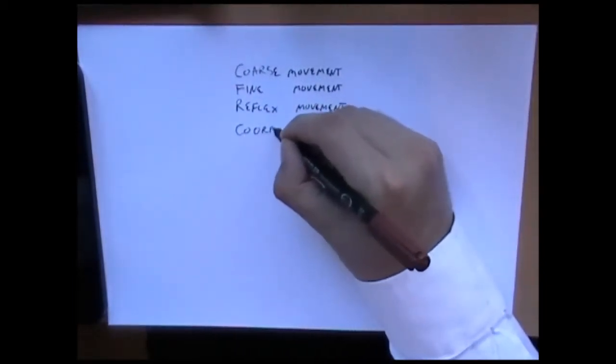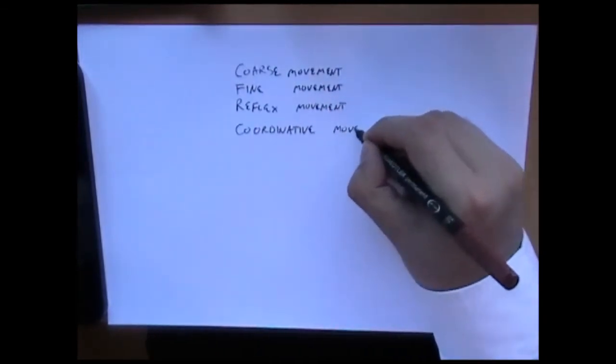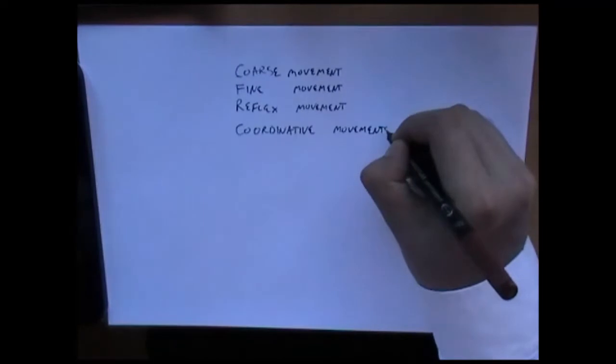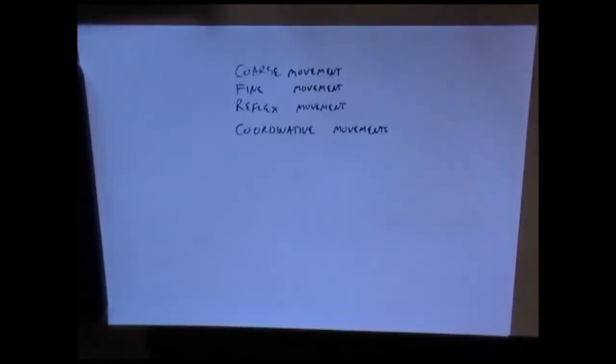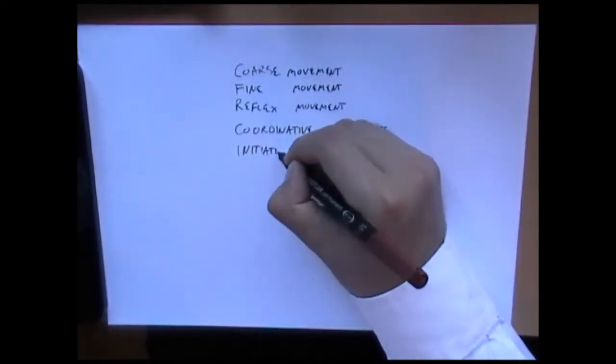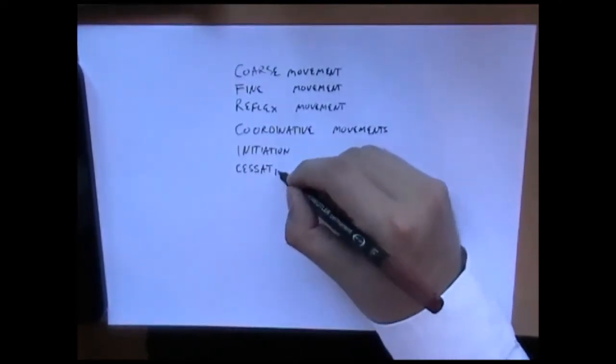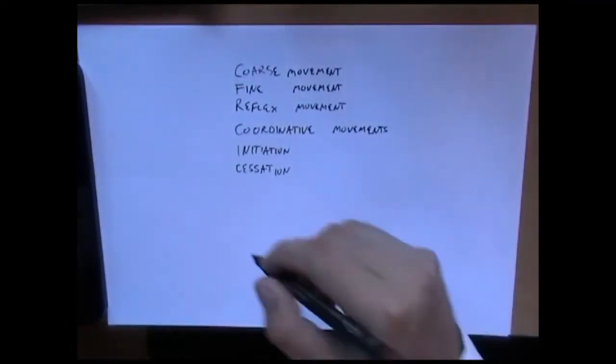Coordinative movements: that is when one muscle wants to move and it requires the cooperation of other muscles, perhaps the relaxation of certain muscle groups, for example. That in and of itself is a type of movement, so that's a coordinative movement. Initiation and cessation of movements are considered to be separate movement types as well.